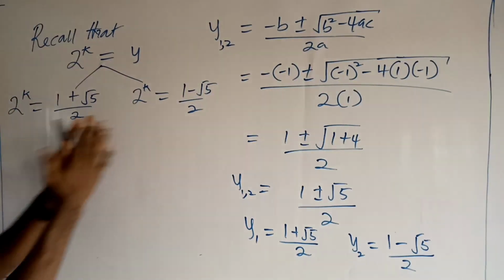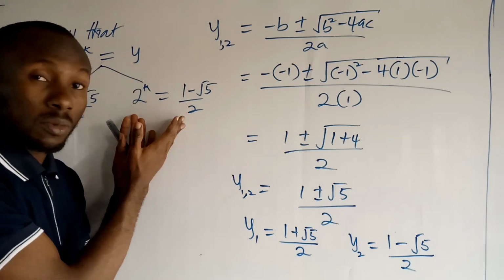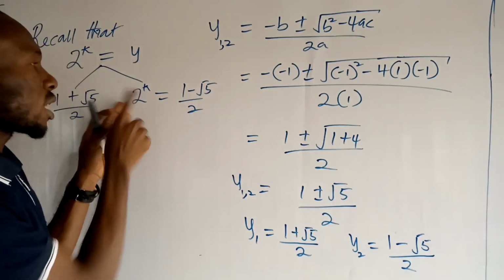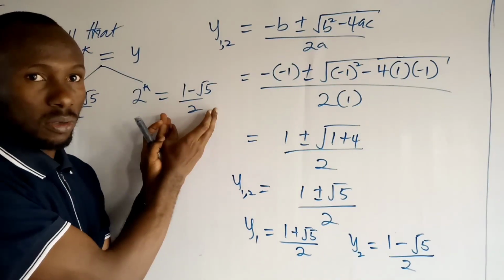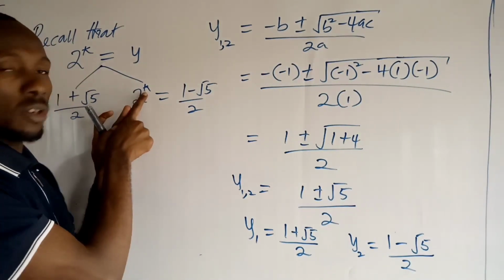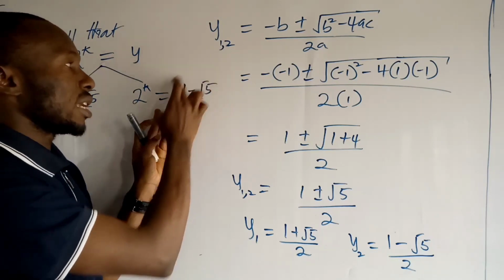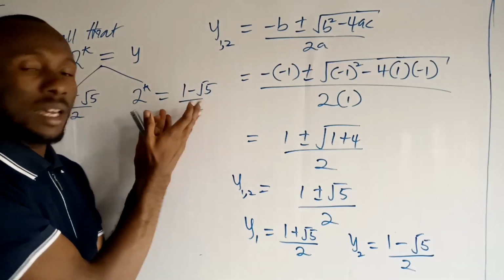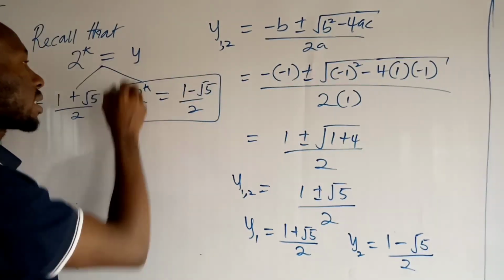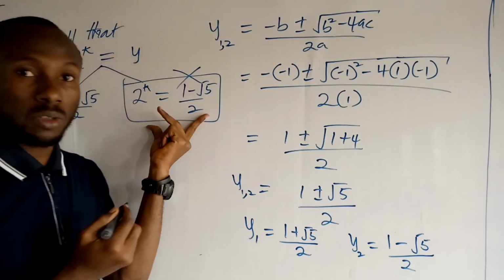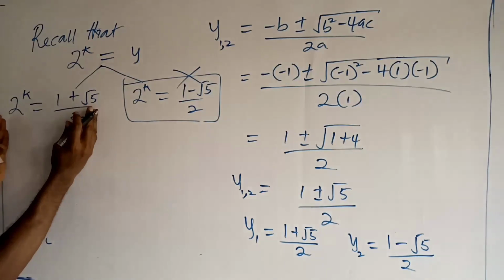Now you can see that this one is something we need to put so much consideration into. Whatever the value of k, we can never have a negative result. Whatever the value of k, 2 to the power k can never be negative. So we are going to ignore this value and move on to the next one. We will not continue with this value, so we'll move to this other one.